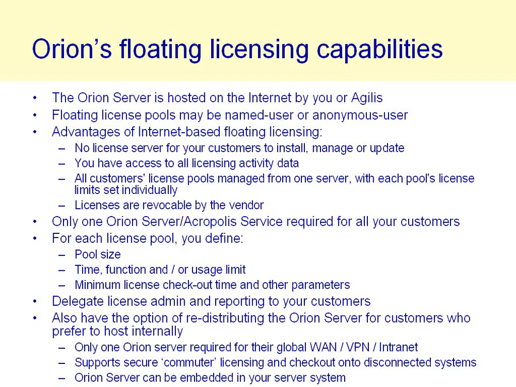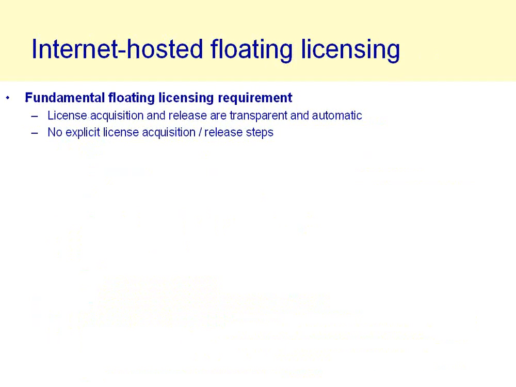Finally, another option is you can also embed the Orion server. And actually, there's a case study up on our website of a customer, a company called Agitar, that's doing just that, of embedding the Orion license server in their system, so it's invisible to the customer. Now, in terms of internet-hosted floating licensing, this is a little different from the traditional methods. I want to talk through that a little bit more.